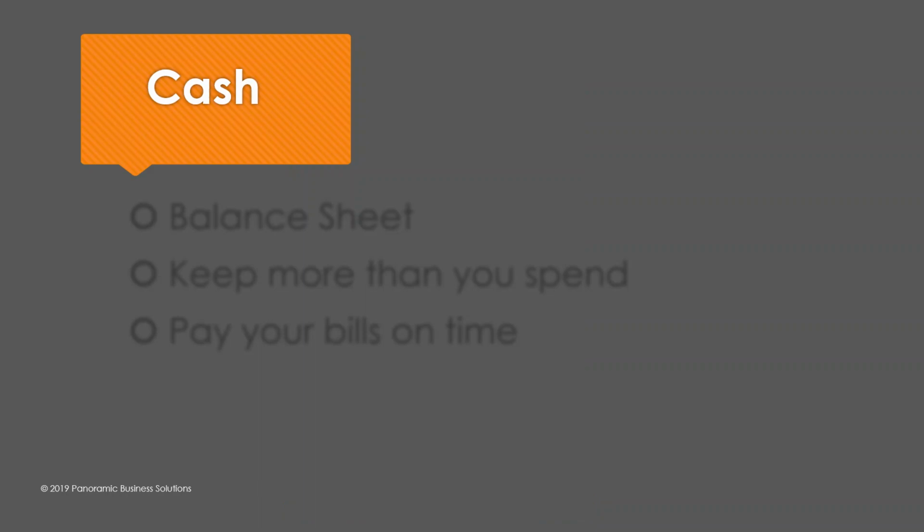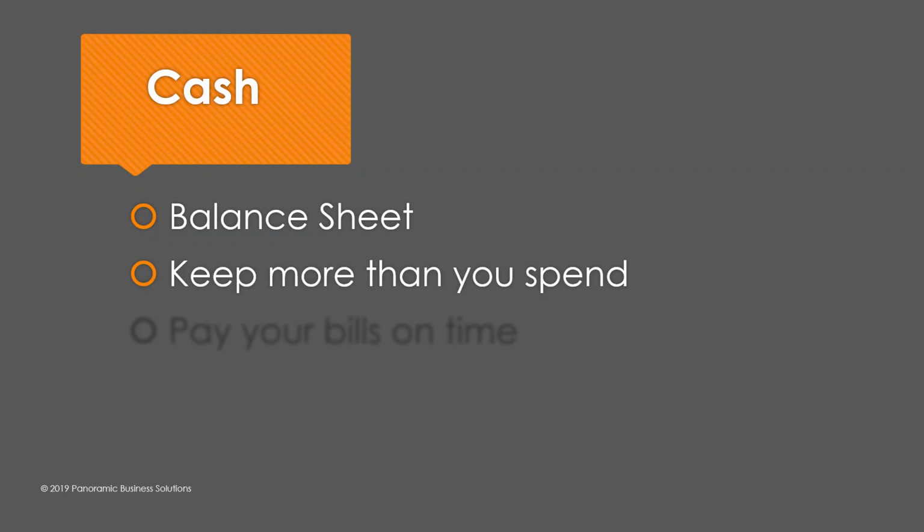Next up is cash. Cash, there is nothing mysterious about this. This is the same thing as in your personal world. How much money is in the checking account? How much money is in your savings account? Add up all of those cash accounts. They show up on your balance sheet. And it represents the company's ability to keep more than it spends.